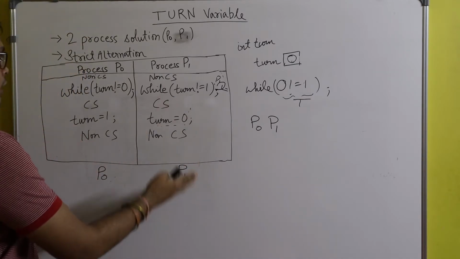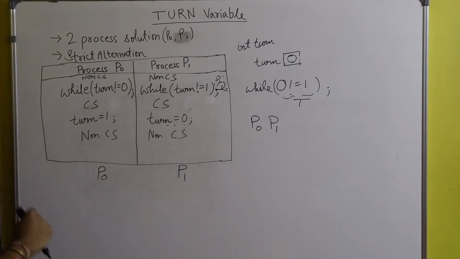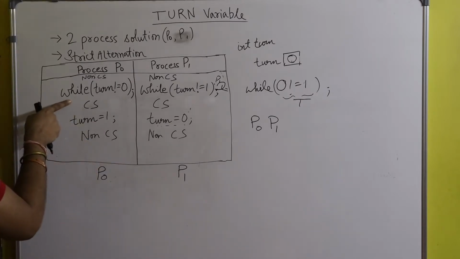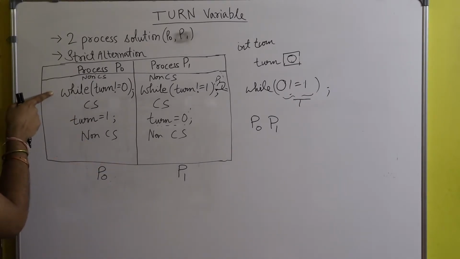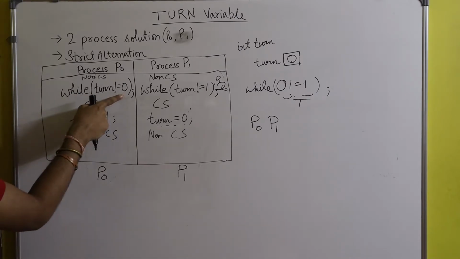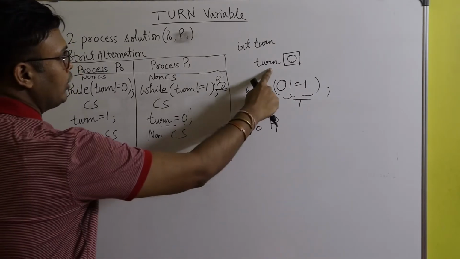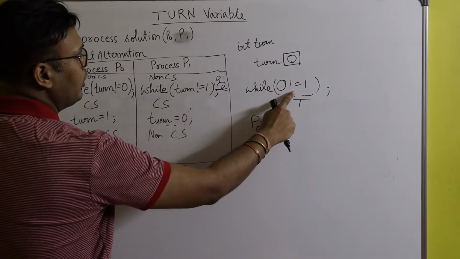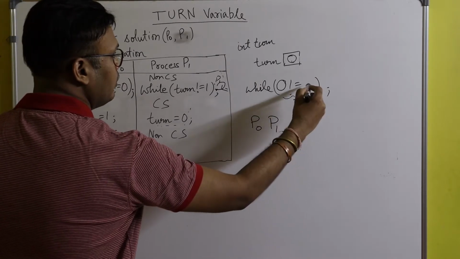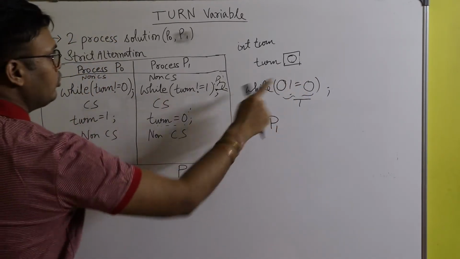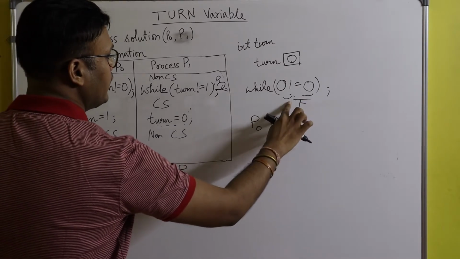So let's see now whether P0 can enter the critical section. Let's try here. Now P0 will again want to enter the critical section. So P0 will execute this line: while turn not equal to 0. The value of turn is 0, so 0 not equal to 0. Is it a true or false statement? Definitely it's a false statement.